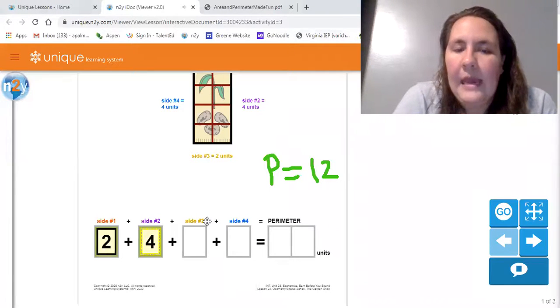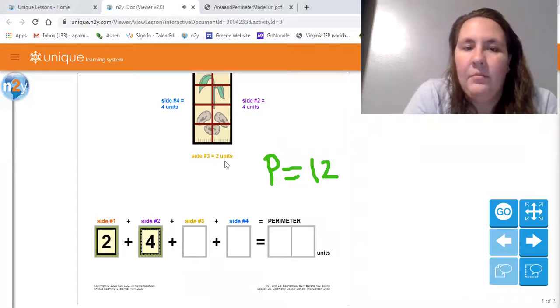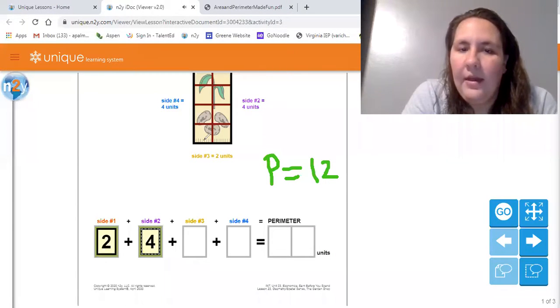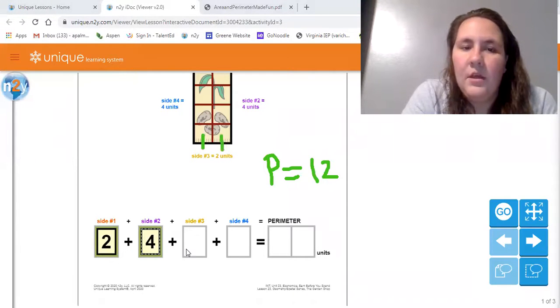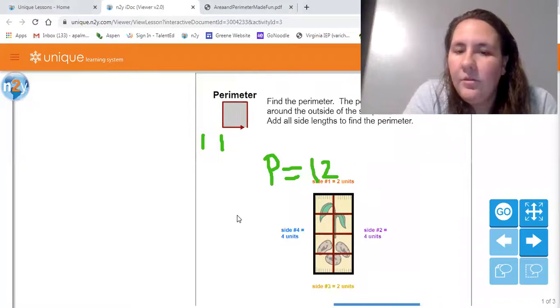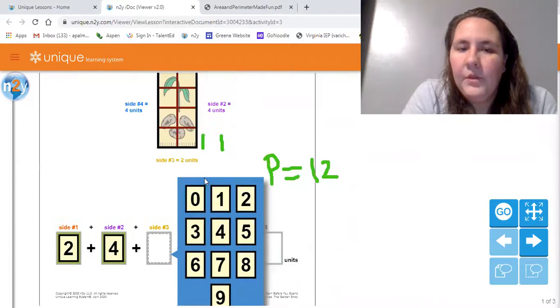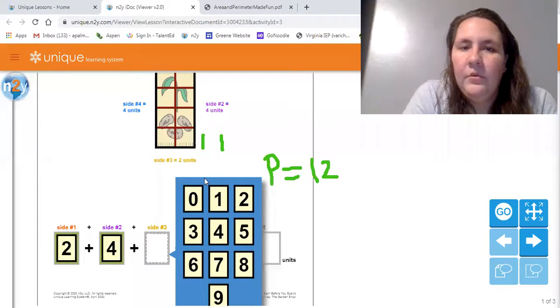Okay, next we're going to do side number 3. It's down here on the bottom. So how many units does that have? 1, 2. Good counting. Can you, with your finger, touch the number 2? Whoops, sorry. Touch the number 2. Very good job. All right.